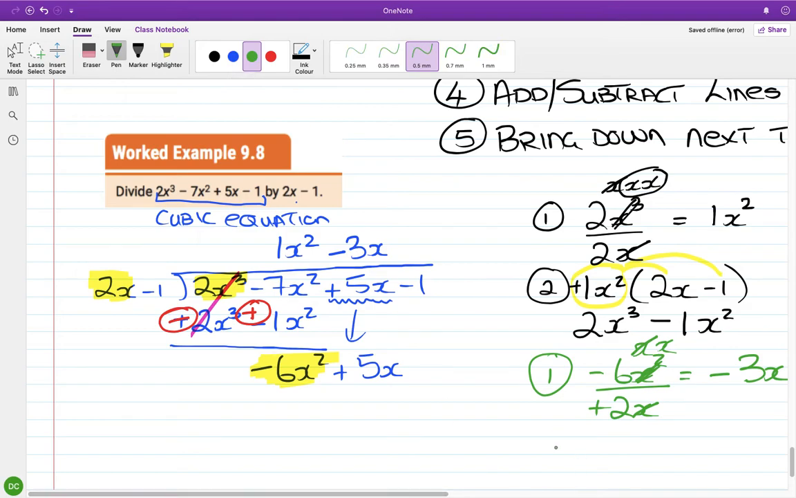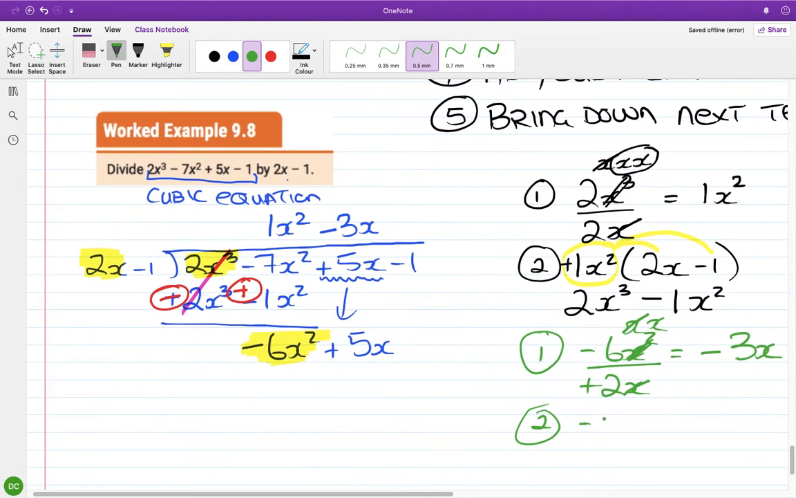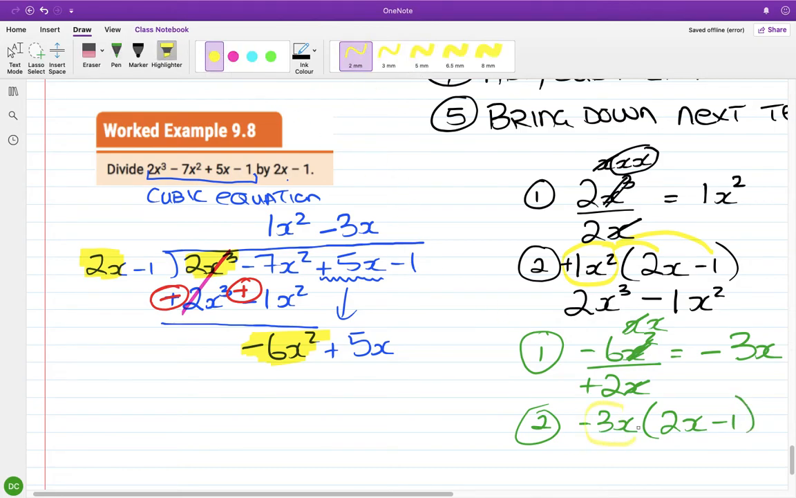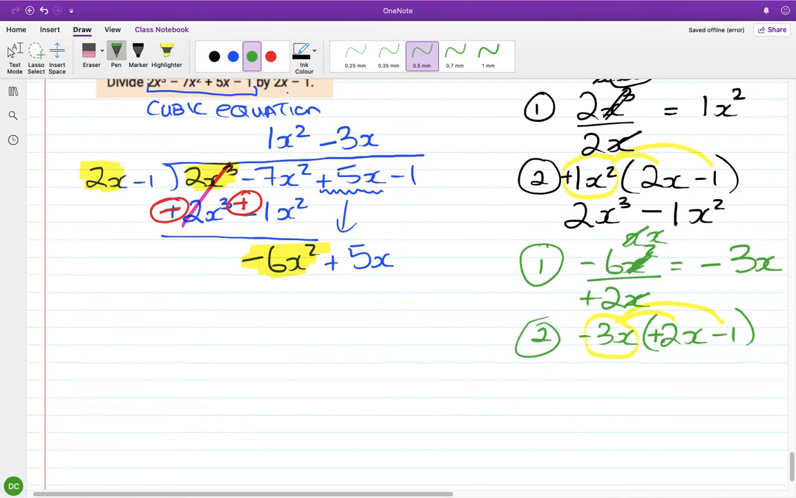For step 2 then, you take your answer to step 1, which is minus 3x, and you multiply it by the expression on the outside, which is not going to change, 2x minus 1. And then we're going to distribute. This is positive, so signs are different, give me minus. 3 by 2 is 6, and 2x's is x squared. Minus minus, so signs are the same, which give me a plus. 3 by 1 is 3, and then I have x. So I'm going to take that, put it in here, minus 6x squared and plus 3x.